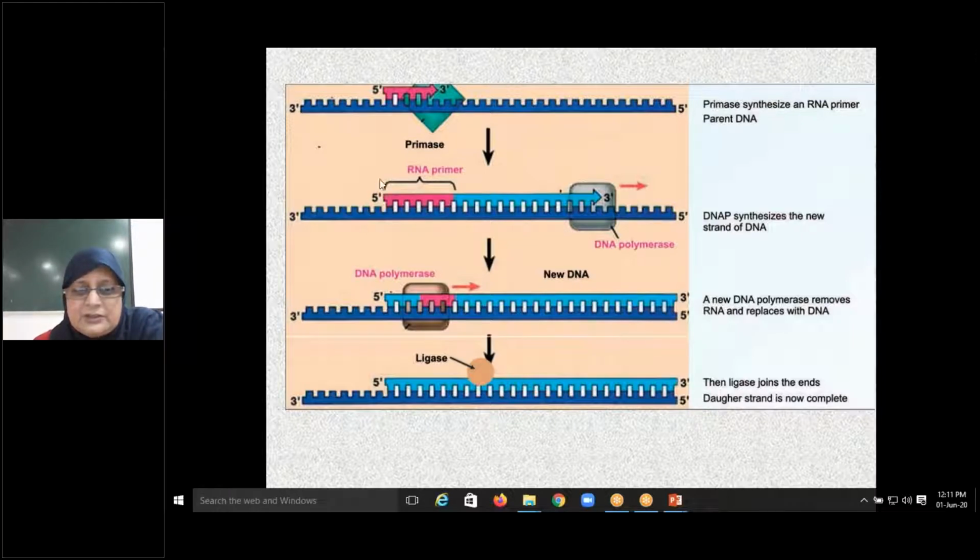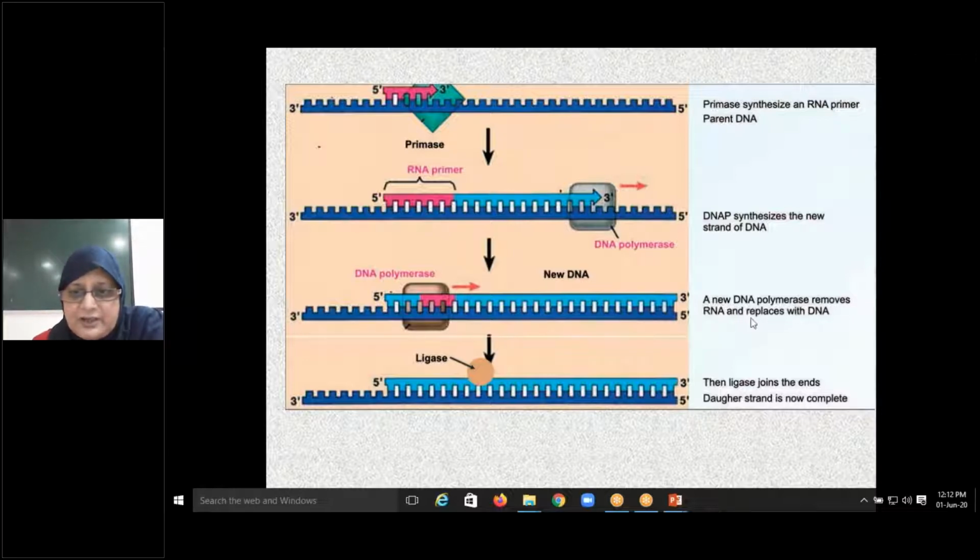This is the primase that is responsible for the synthesis of the RNA primer. So when this RNA primer is there, what will happen from this end? The DNA polymerase will go on adding the deoxyribonucleotides, causing the lengthening of the DNA strand. So DNA polymerase synthesizes the new strand of DNA by sequential addition of deoxyribonucleotides, forming the phosphodiester bond.